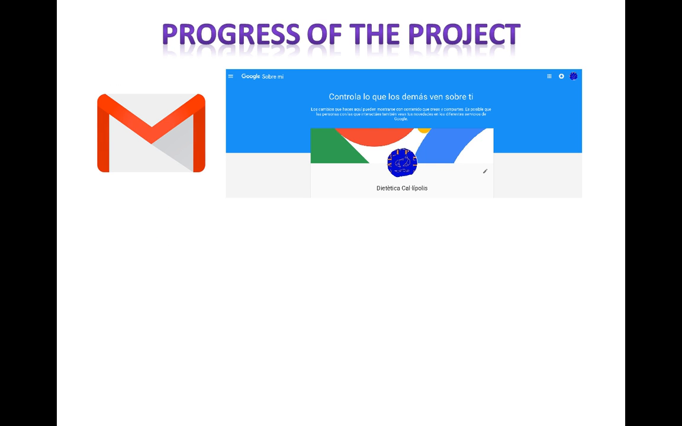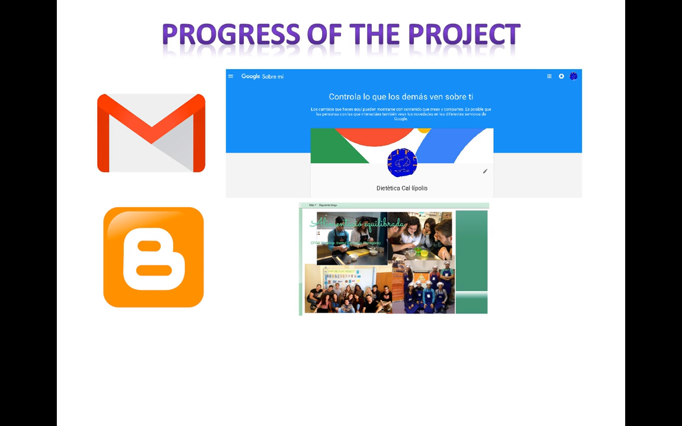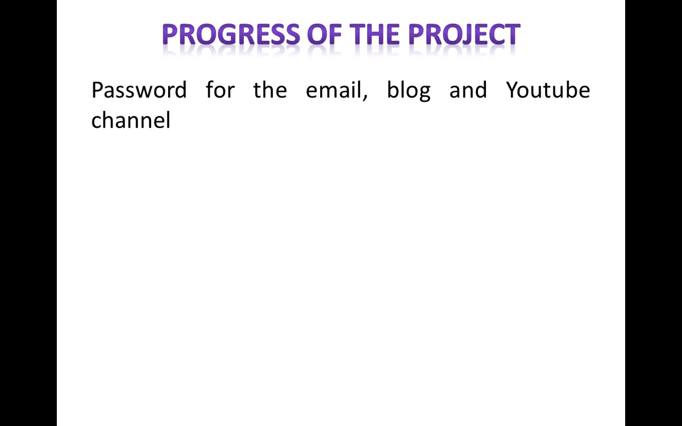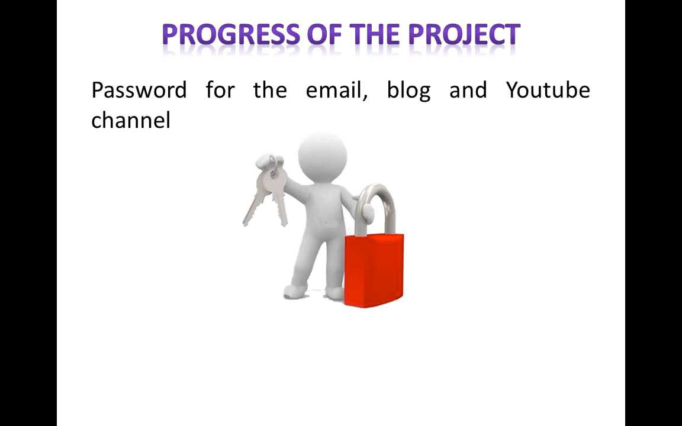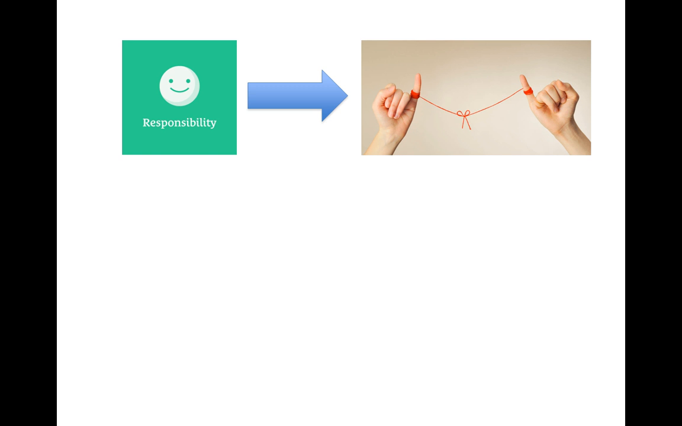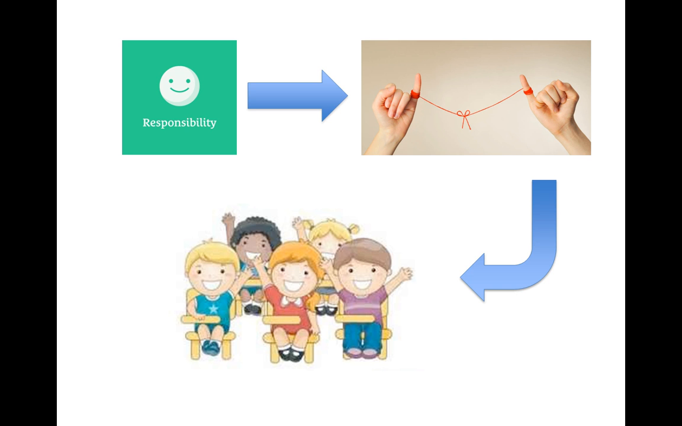The teacher creates a Gmail account which will be associated with the blog and YouTube channel. Then, the teacher provides the students with the password for the email, blog, and YouTube channel so that they can edit and make their publications by themselves. Personally, I wanted the students to have responsibility for the passwords and the control of the channel and blog posts, because I think that giving the students this confidence can be perceived by them in a positive way and help with their motivation.